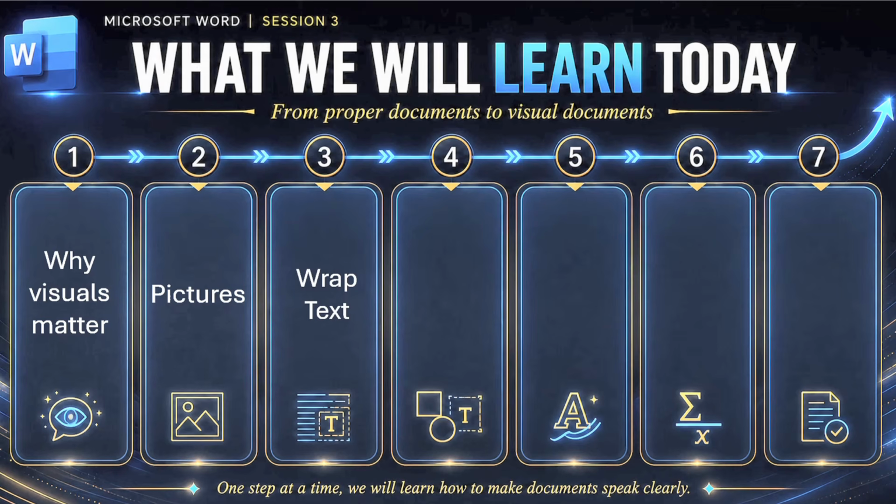Next, we will learn shapes and text boxes. These tools help us organize information visually. They help us highlight important points, draw attention to key messages, and guide readers through a document.